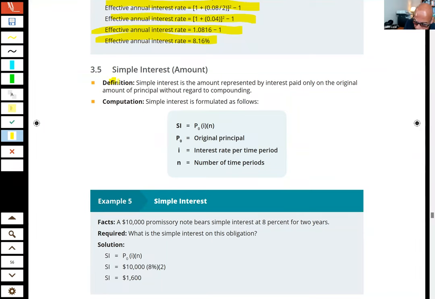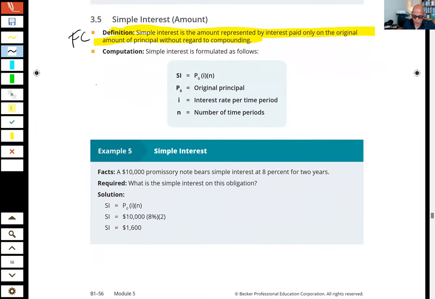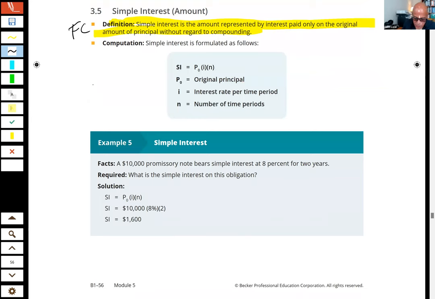definition of simple interest. It's the amount represented by interest paid only on the original amount of principal without regard to compounding. And of course, if you're compounding, that means you're getting interest on your interest, which is typically how most instruments would work. So I don't know that simple return is that sophisticated, and I don't know that a lot of businesses would use that. But let's just look at how they did this.